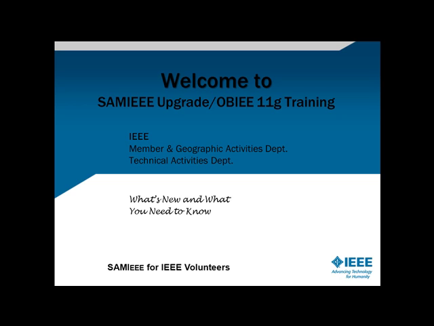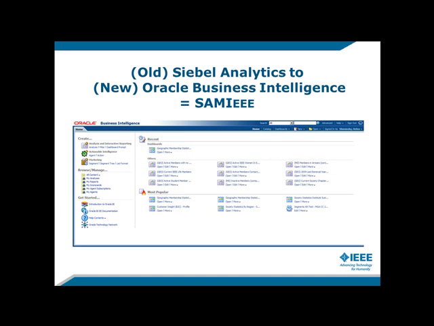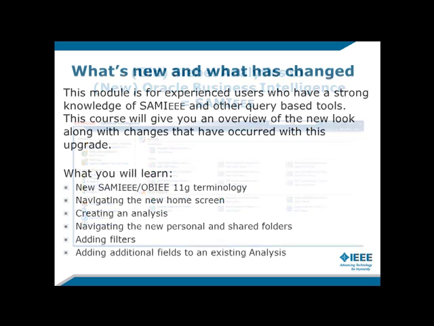In this presentation, you will receive an overview of the changes along with a basic tutorial on how to use the new environment. Along with releasing a new IEEE business platform, which included new applications and a new user interface, we are also releasing a new version of SAMIEEE. We are now using Oracle Business Intelligence version 11G.